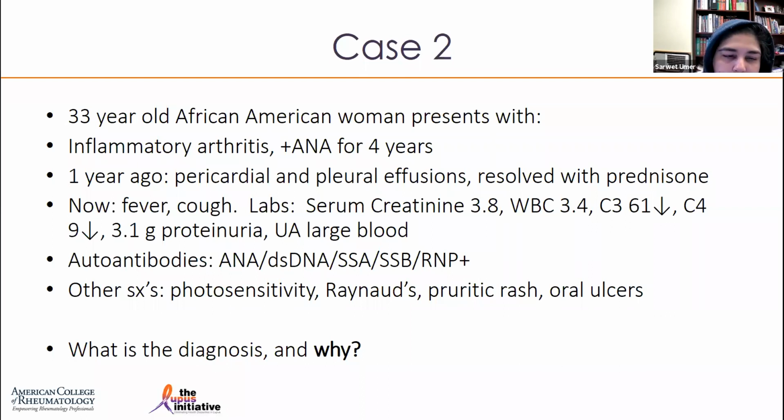C4 is low at 9. 3.1 grams of proteinuria. Urinalysis shows large blood. Autoantibodies include ANA, double-stranded DNA, SSA, SSB, RNP, all of them are positive. Other symptoms include photosensitivity, Raynaud's, pruritic rash, oral ulcer. Is it a lupus patient, yes or no?